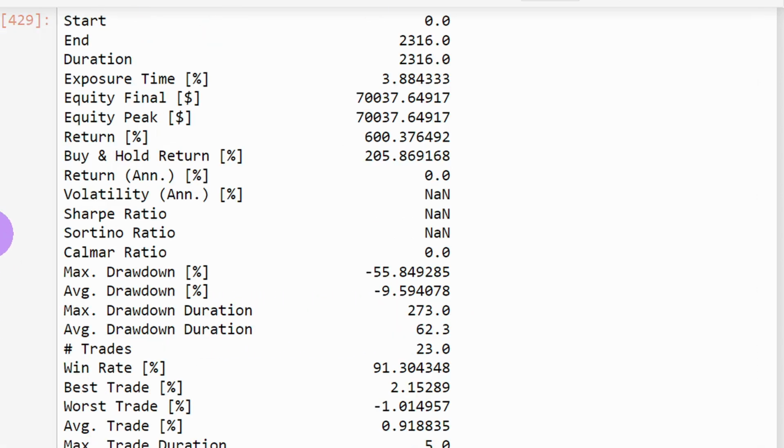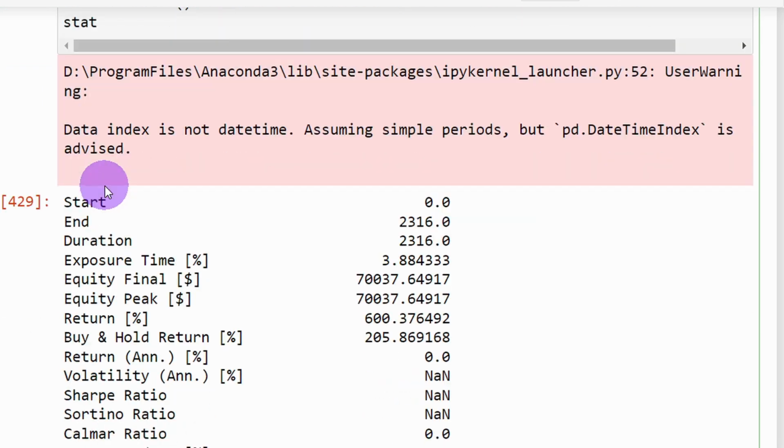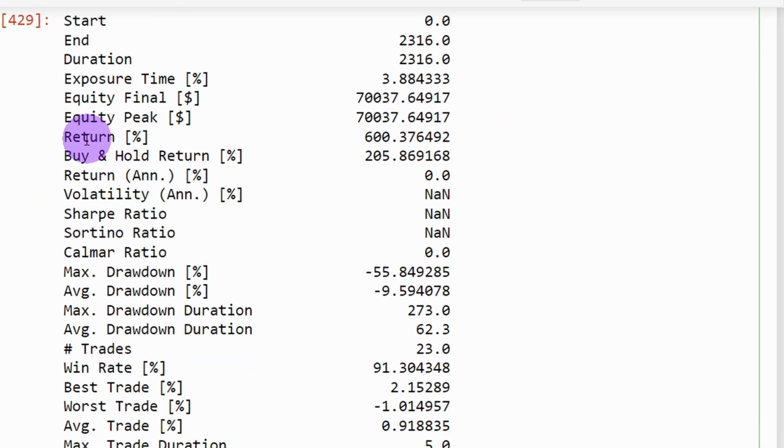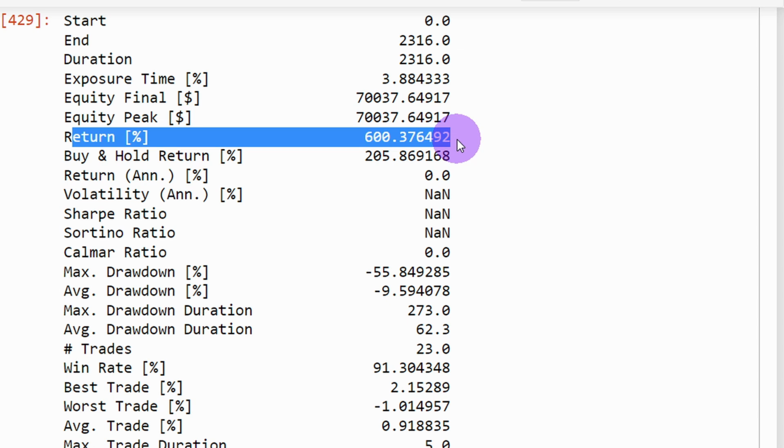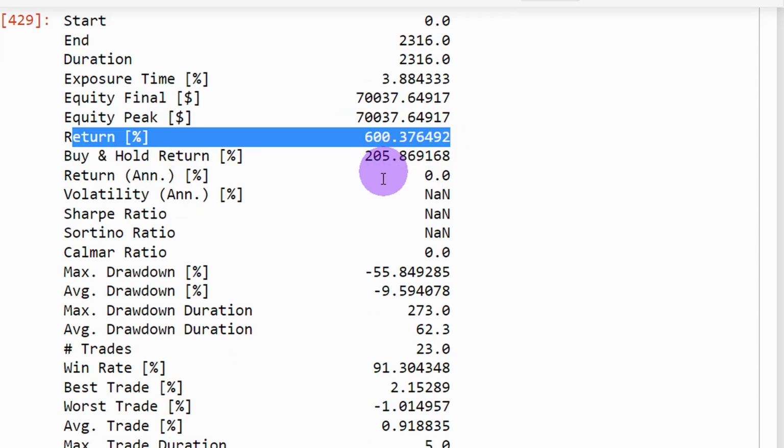We can increase our return by increasing the size of the trades that we are passing, the size of the orders. So if I put 99% of the equity, in this case, we have a return of 600%. So we can see that it's something that can be increased while playing on the parameters that we are using for the model.